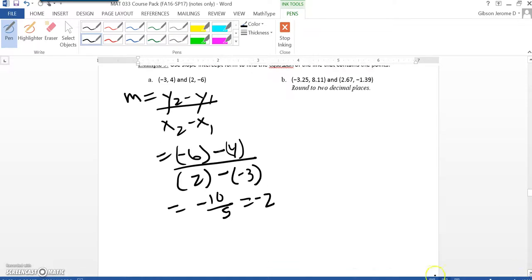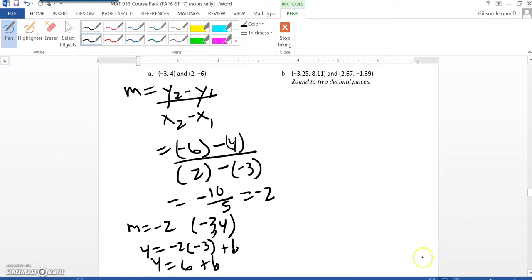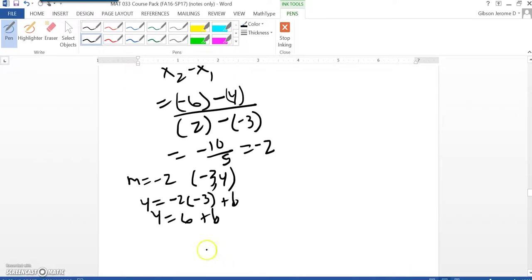Now, we have our slope, so we pick one of these 2 points. I probably would pick the first point because the numbers are smaller. So our slope will be negative 2, and we will pick the point negative 3, 4. But if you pick the other point, you still will come out with the same answer. So now we will have y, which is 4, is equal to the slope times the x value plus b. So there we have 4 is equal to 6 plus b. And we need to subtract 6 on both sides. So we have negative 2 is equal to b.